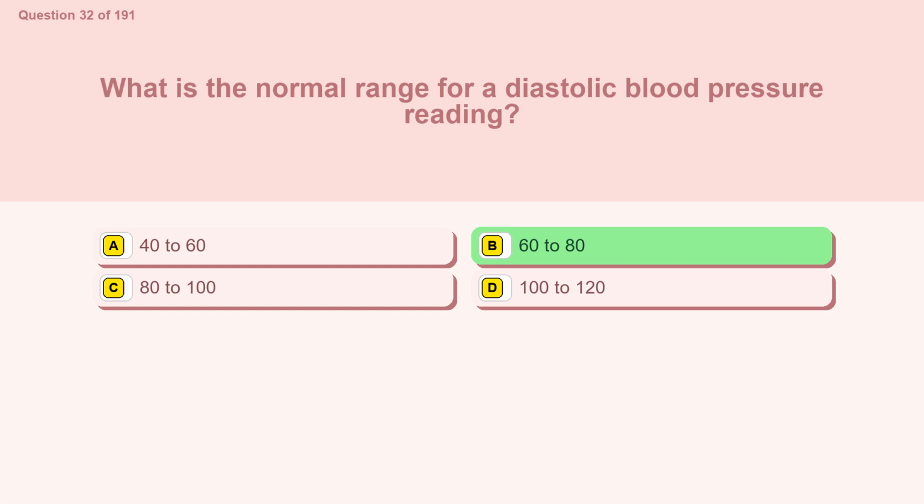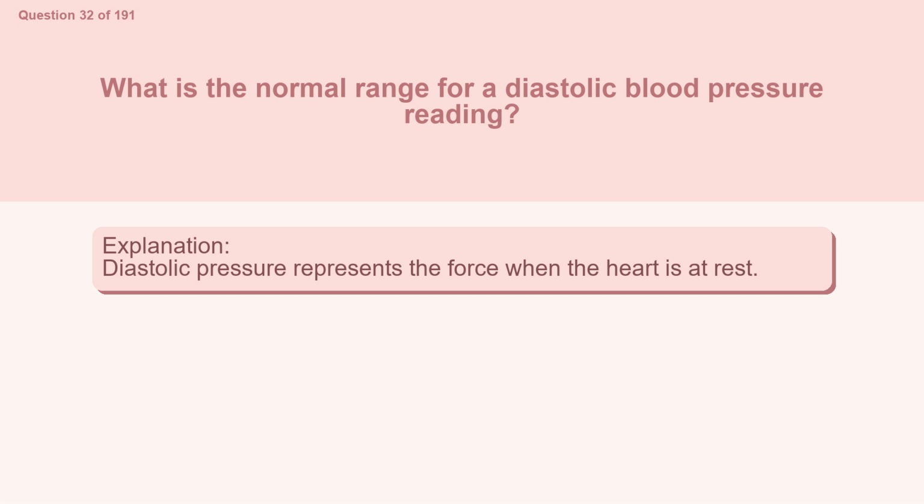The correct answer is option B, 60 to 80. Diastolic pressure represents the force when the heart is at rest.